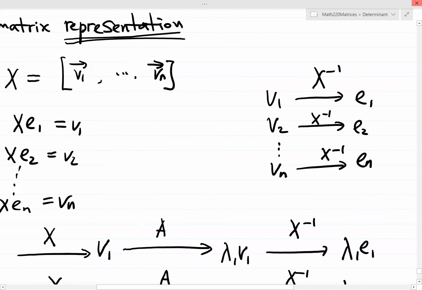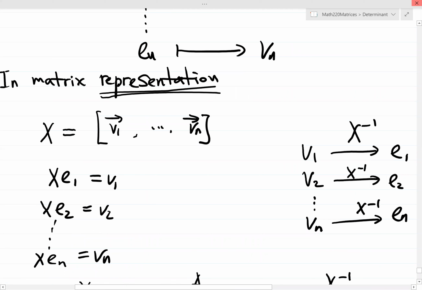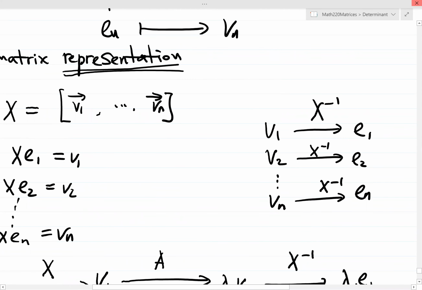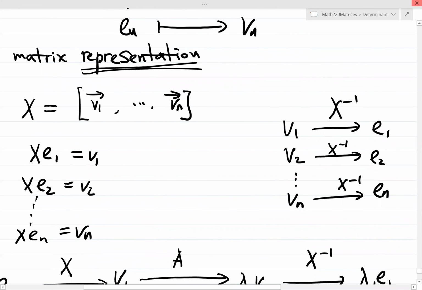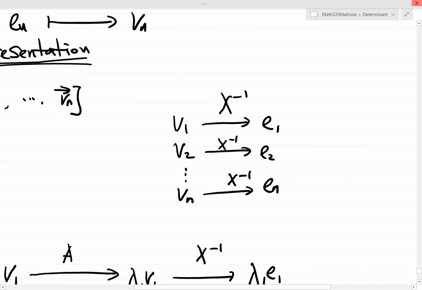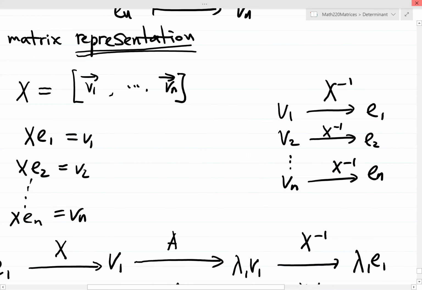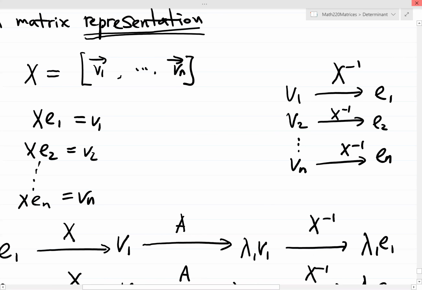Now X is invertible because the n eigenvectors are linearly independent, so they span the whole space Rn. So we can have an inverse, X inverse. What X inverse does is: plug in V1, output E1; plug in V2, output E2, and so on. This exactly does the opposite of what X does.